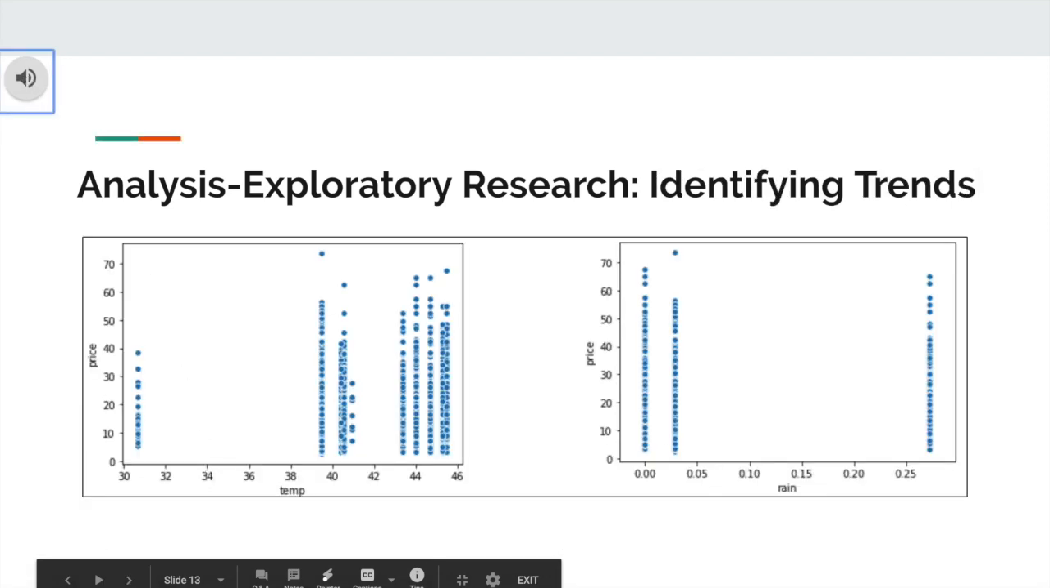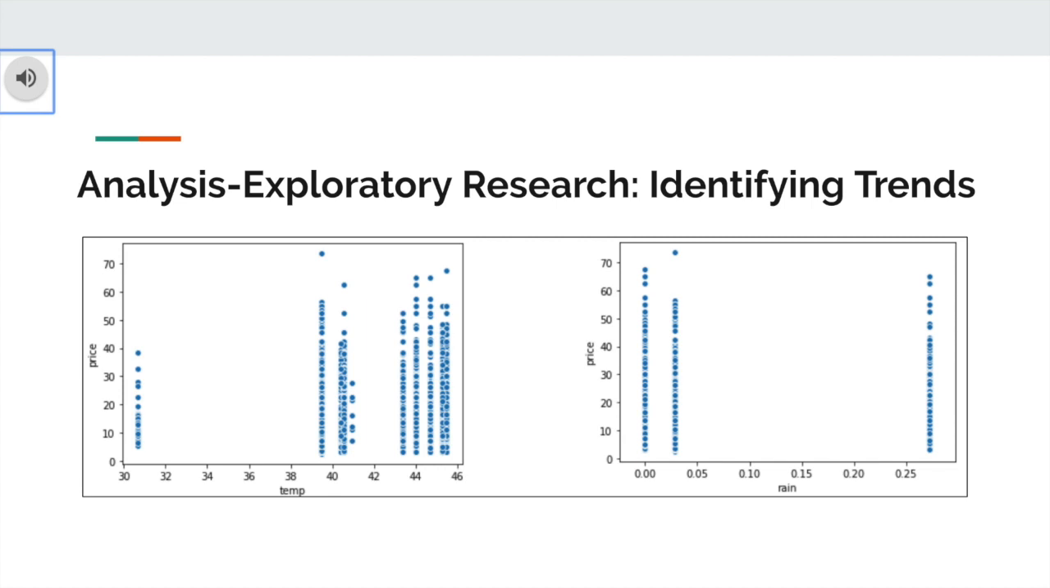Finally, we want to see if we could identify any trends in our weather variables. The 4 variables were temperature, rain, wind, and humidity. First, we looked at temperature, and we didn't notice any particular trend, but we did notice that lower temperatures tended to lower the prices of Ubers and Lyfts.